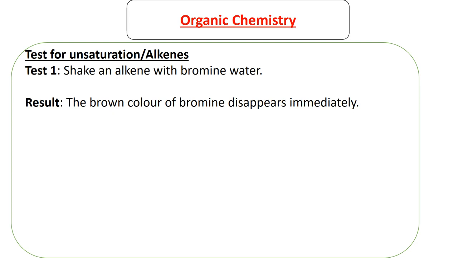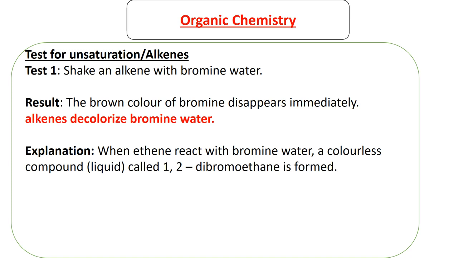So let me just say that again. You get the hydrocarbon, you shake it with bromine water. The bromine water is brown. So when it changes color from brown to colorless, then it means that hydrocarbon is an alkene. If it does not change any color, then it means that hydrocarbon is an alkane, the saturated one. So in short, alkenes decolorize bromine water, while alkanes do not. But why? When ethene reacts with bromine water, it forms a colorless compound called 1,2-dibromoethane.